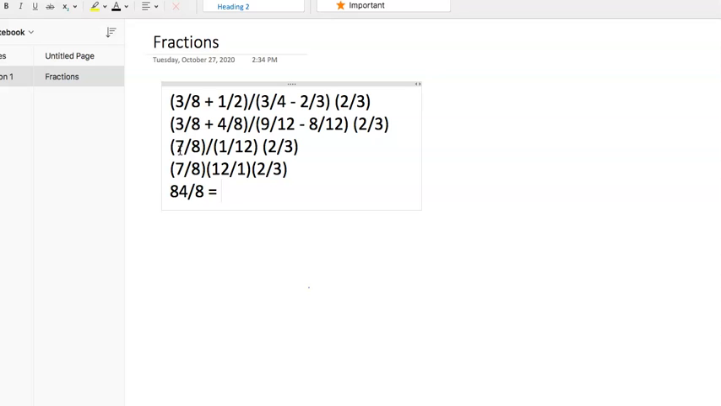Then we're going to multiply that by 2/3, 84/8 times 2/3. If you multiply it out, it equals 168/24, and then it ends up equaling 7.